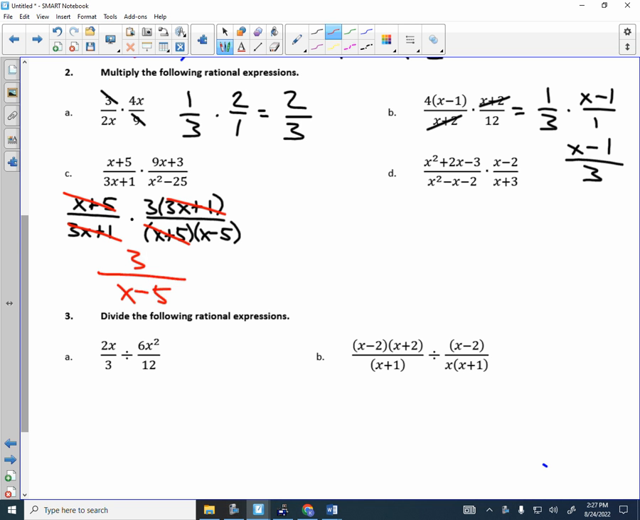Would that not be, is it not supposed to be a 6? The x's are gone. Okay. X divided by x is 1.